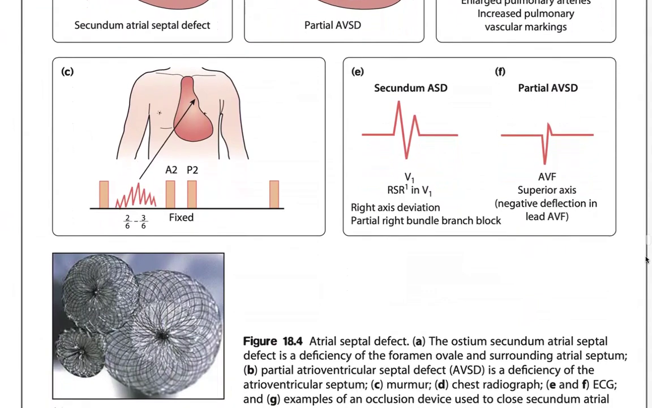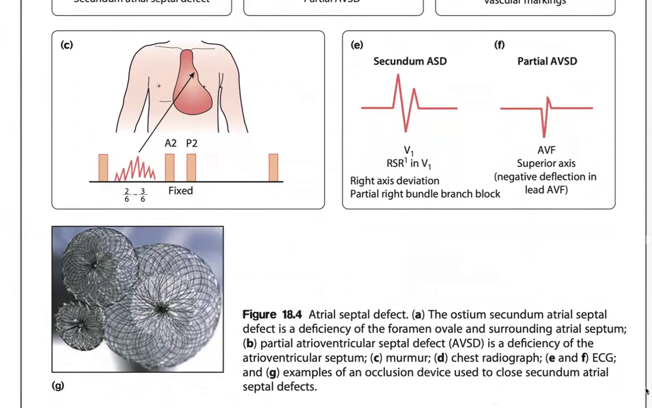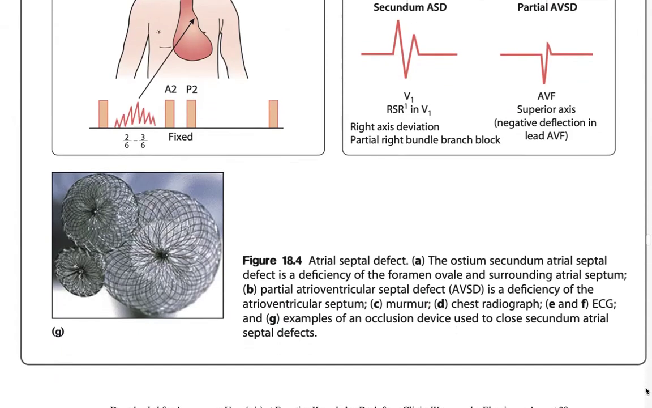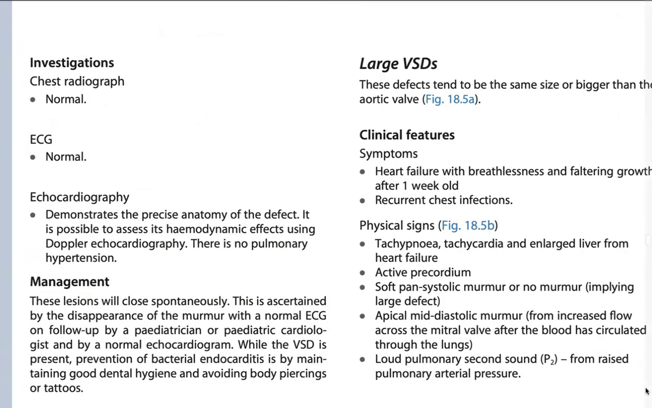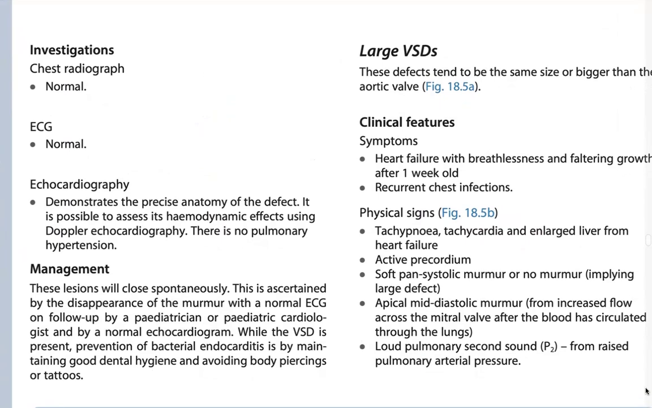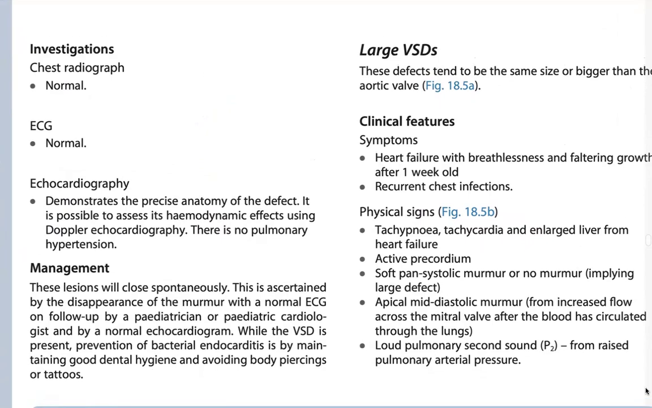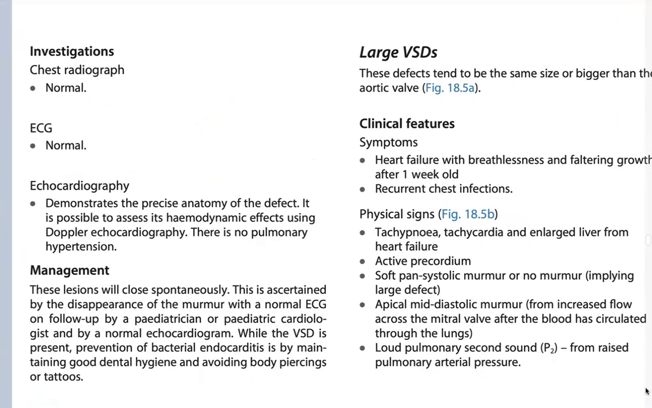And then the consideration of management. Example: a closure device is used to close the defect. This is normally to demonstrate the precise level of the defect, and it is possible to assess the defects using drug control. Pediatric advances and normal effort, while discussing prevention of endocarditis by maintaining good dental hygiene.